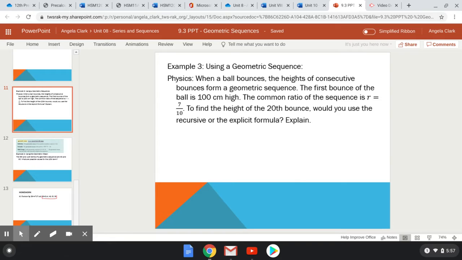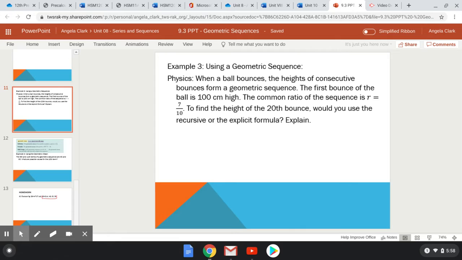And so the first question is, do we want to use a recursive formula or an explicit formula? Well, if we use the recursive formula, then we'd have to find all of the terms leading up to the 20th before we could find the 20th. If we use the explicit formula, then we can just go straight to the 20th term. So that's the one we want to use.